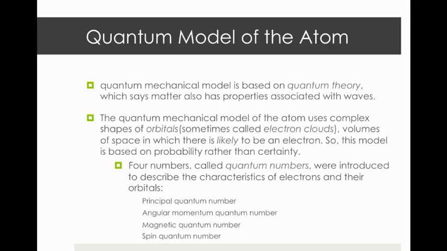They came up with the 4 quantum numbers, and those 4 quantum numbers are used currently to identify any electron going around any atom. The first is the principal quantum number, then the angular momentum quantum number, the magnetic quantum number, and the spin quantum number. We'll talk more about these in class.